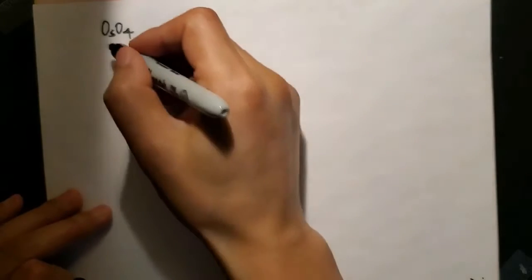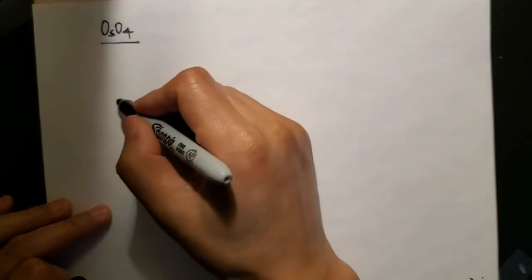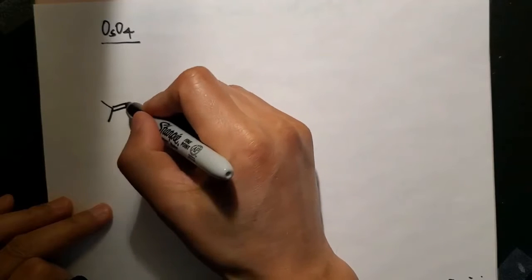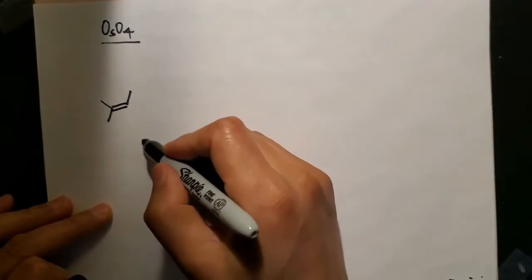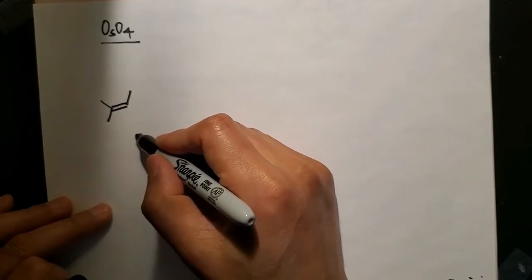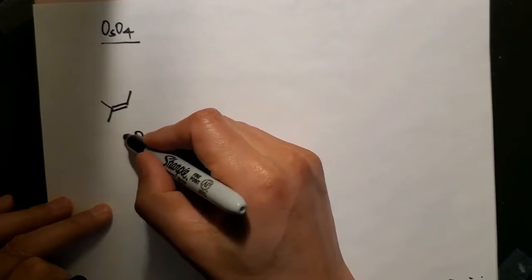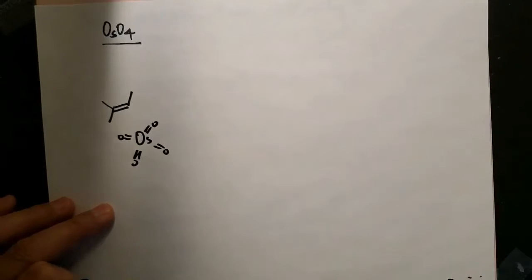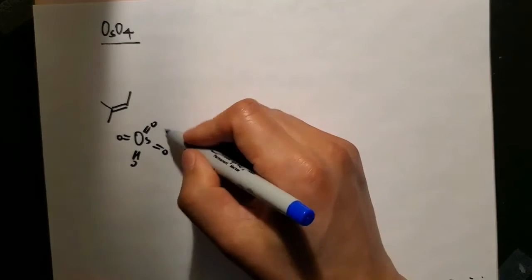So let's take a look at the mechanism. When the double bond is facing osmium tetroxide here, it looks very similar to sulfuric acid with the 8 bonds. And that means the osmium has a +8 oxidation state.